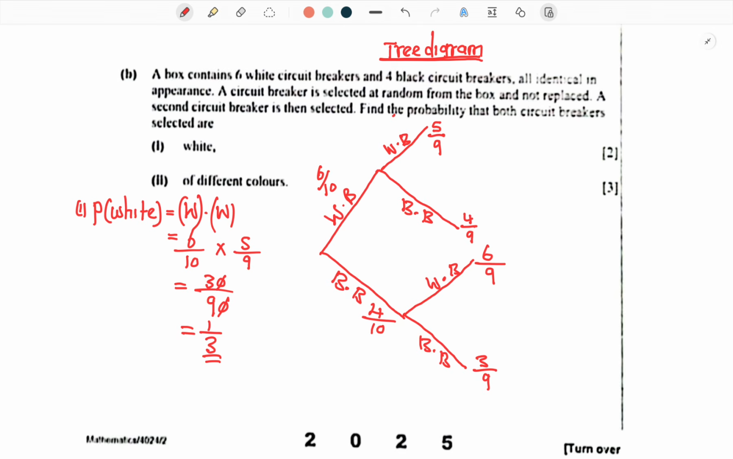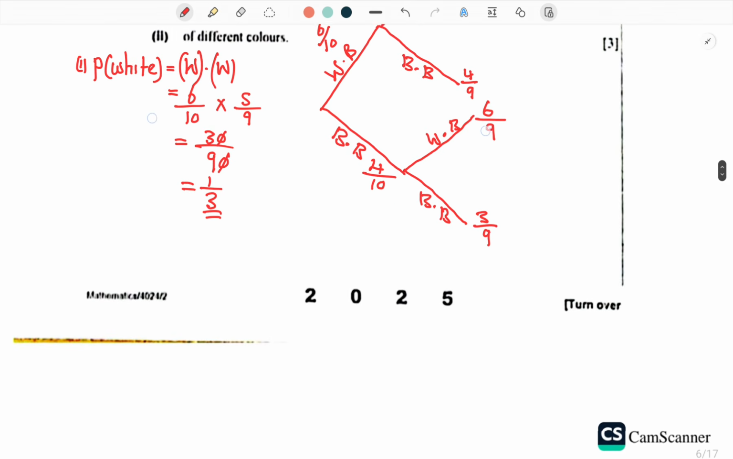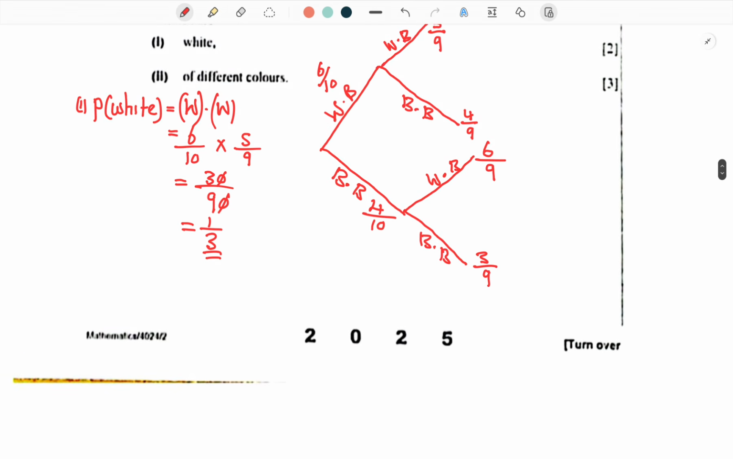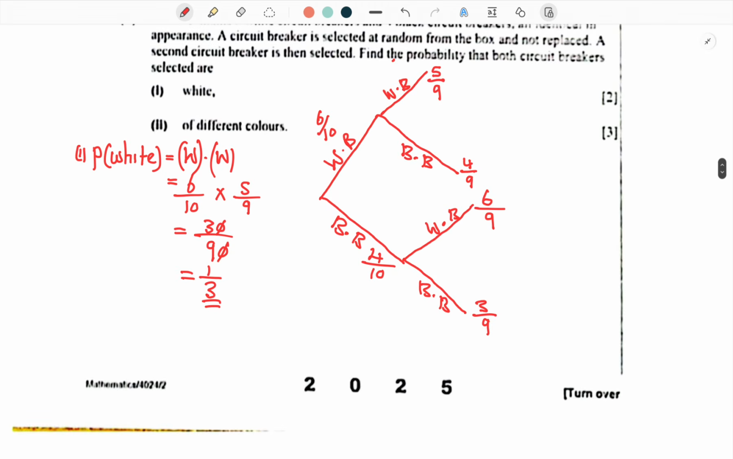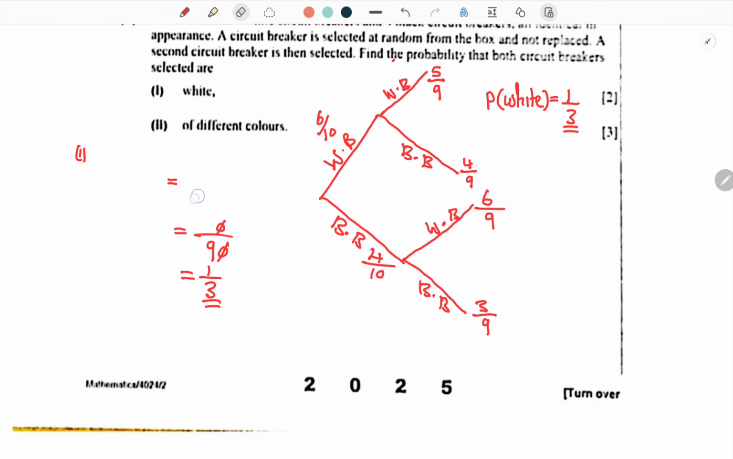Then they're saying we find the probability that both circuit breakers selected are of different colors. So let me just write the answer first for this one. P of both white is equal to 1/3.